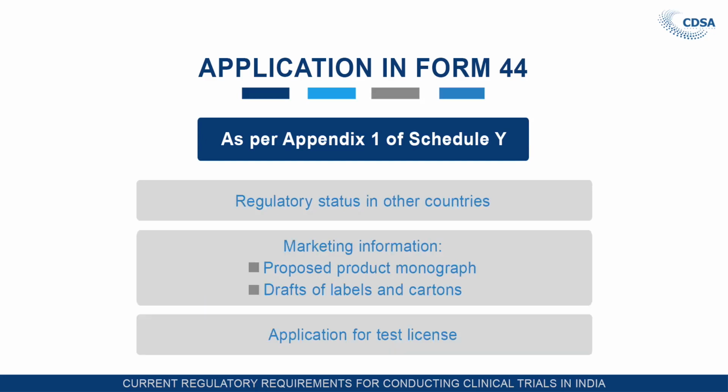Then the regulatory status in other countries, whether the drug is approved in other countries, whether it has been manufactured, whether after the approval it has been banned, prohibited or withdrawn, that regulatory status also will help the regulator for its convenience. Then marketing information like a proposed product monograph, then draft of label and cartons.